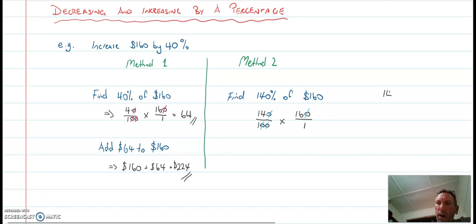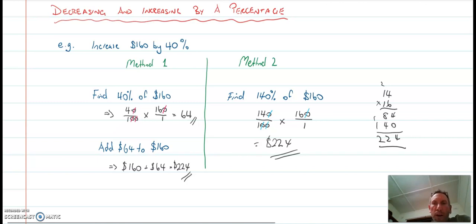Perhaps I need to go over here and work out what 14 times 16 is. 6 4s are 24, 6 1s are 6 and 2 is 8. Bring the 0 down. 4 1s are 4, 1 4s are 4, 4 and 8 is 12. Look at that, $224. Okay, of course it's the same answer.